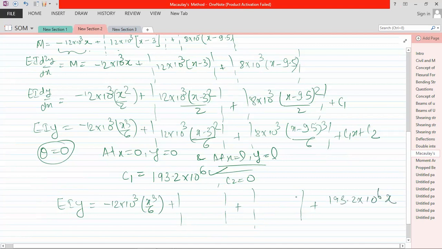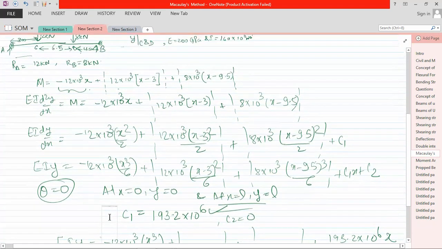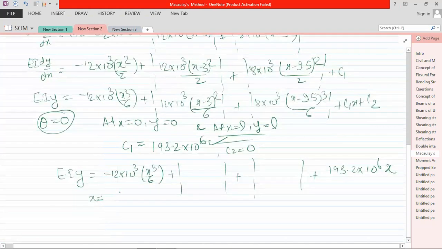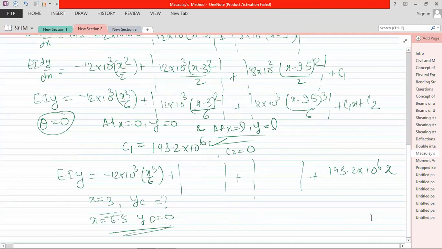Okay, now we have to obtain the deflection at c. Put x equal to whatever the location of c is. What is the distance? 3. Put x is equal to 3 and we can obtain yc, and put x is equal to 6.5 and you can obtain yt. Okay, these are the two points you need to find. Now this is easy. I know, MATLAB is not very easy. You can go with it, but this is Macaulay's method, and it will help you to find things that are not symmetrical.